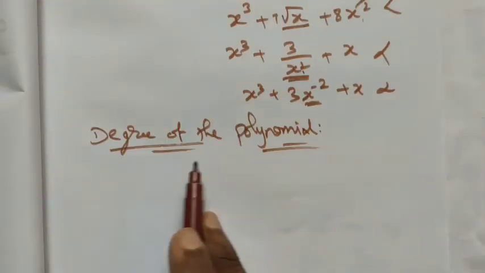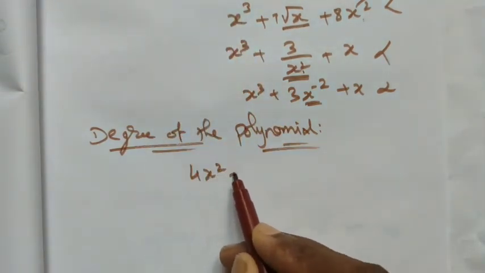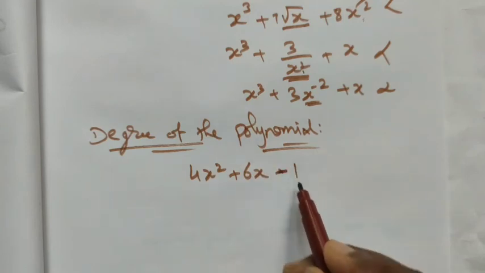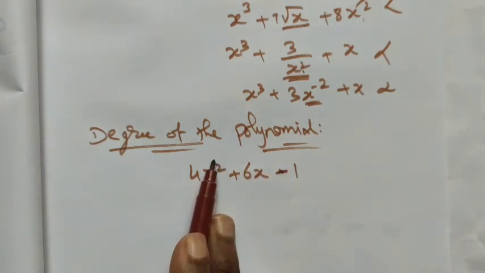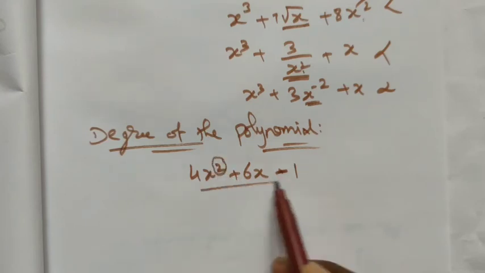Next we see the degree of the polynomial. See, in this polynomial 4x square plus 6x minus 1, the highest power is the degree of the polynomial. Here the highest power is 2. So in this polynomial, the degree of the polynomial is 2.